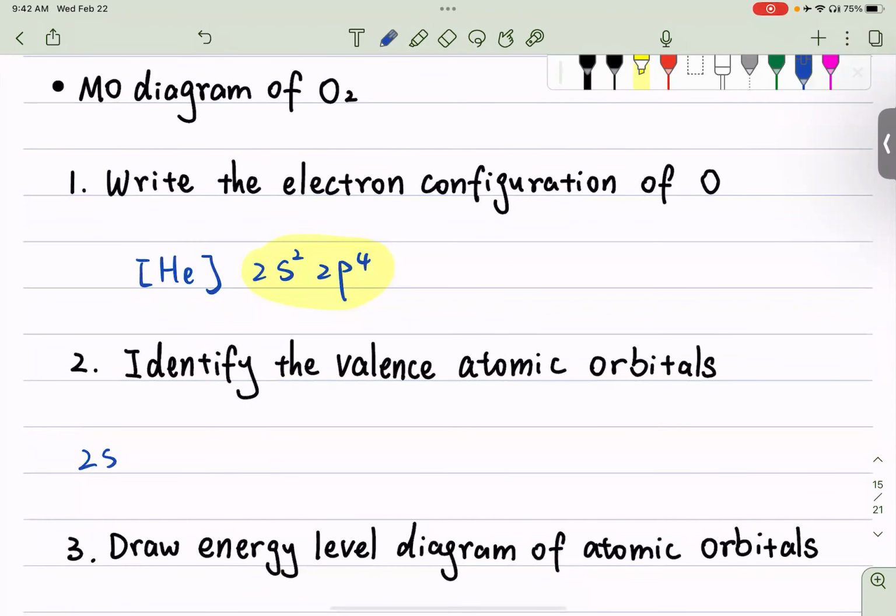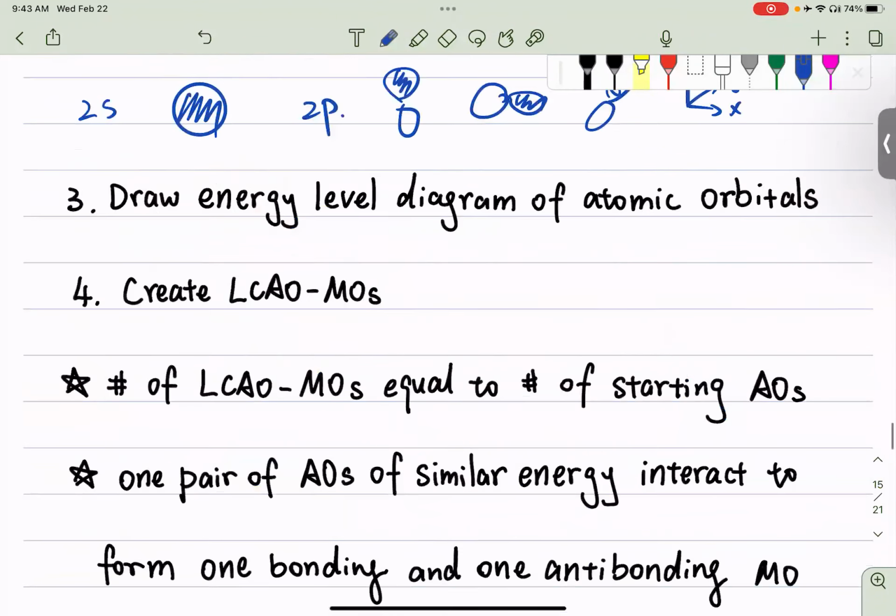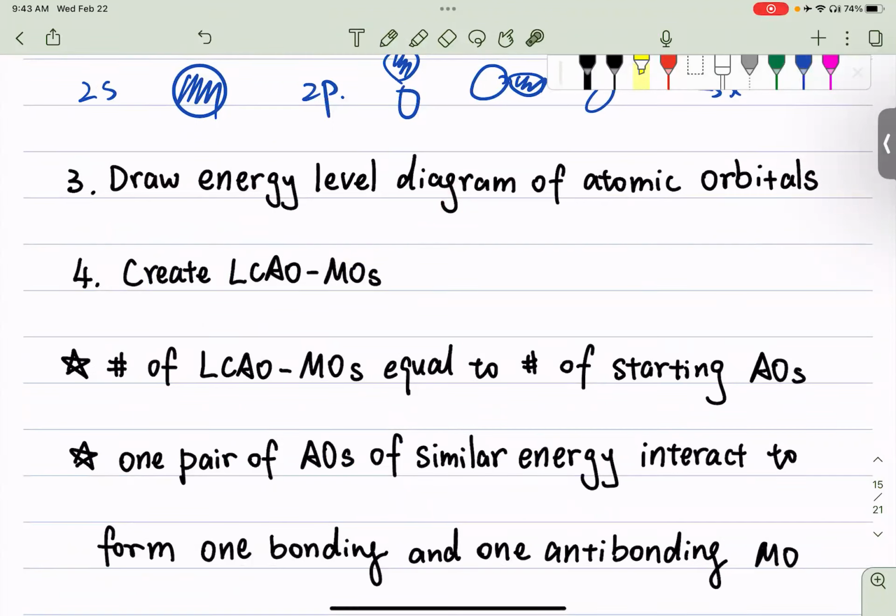Quickly sketch it. The 2s will have the spherical shape. You can ignore the radial node when drawing these atomic orbitals. And 2p, depending on how you organize it, is pz, px, and py, right? So I'm using this Cartesian coordinate. And then you can draw the energy level diagram of atomic orbitals. So here are some take-home messages when creating these energy level diagrams.